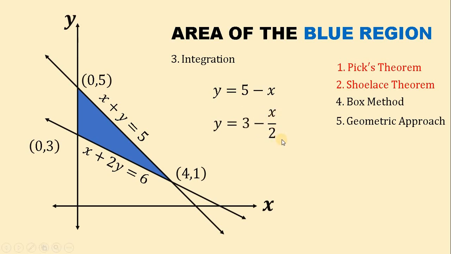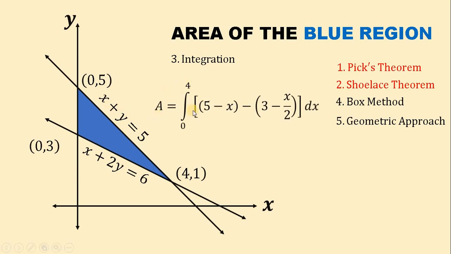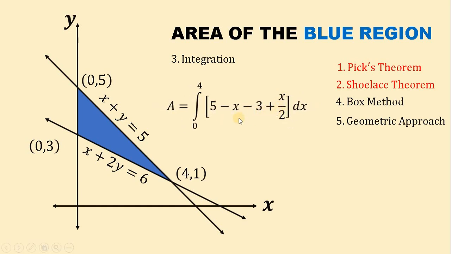Now, we can rewrite the area of this shaded region in terms of a definite integral. We have the definite integral of 5 minus x, which is the upper function or the upper line, minus the lower line, which is 3 minus x over 2, dx evaluated from 0 to 4, because we have 0 up to this point, which is 4. Now, let's simplify. 5 minus x minus (3 minus x over 2), this will give us 5 minus x minus 3 plus x over 2. Now 5 minus 3 will give us 2. Negative x plus x over 2 will give us negative x over 2.